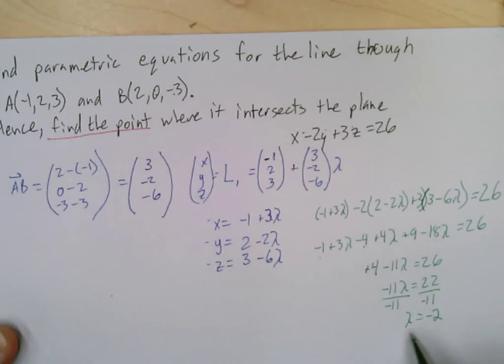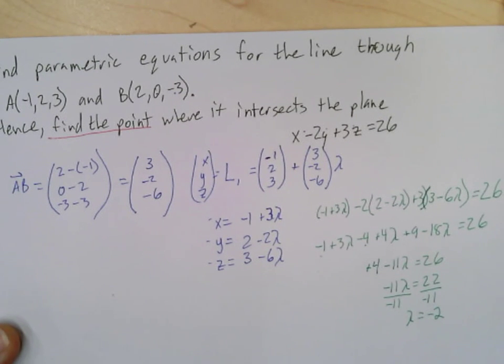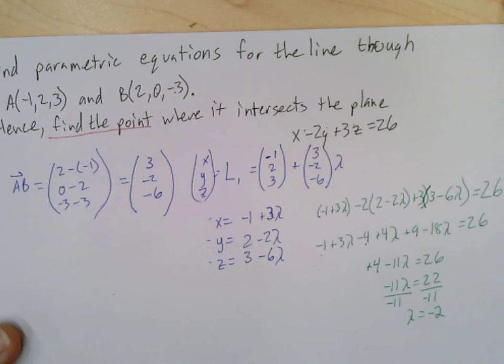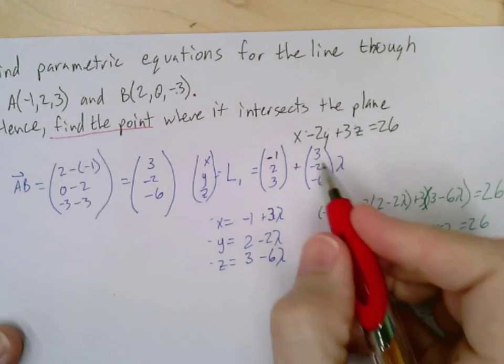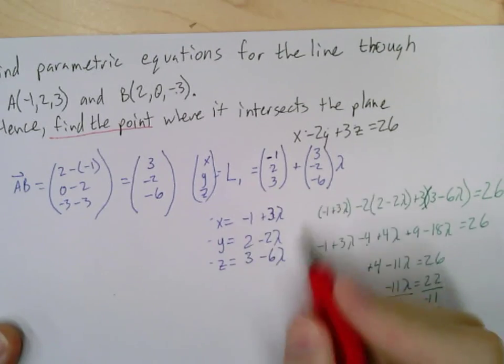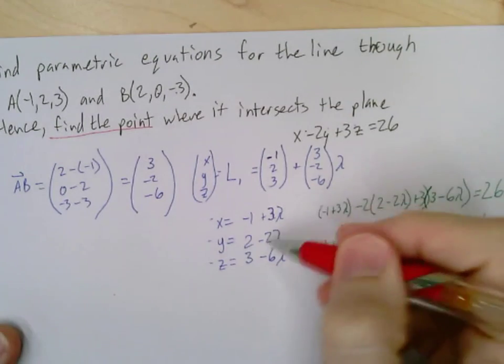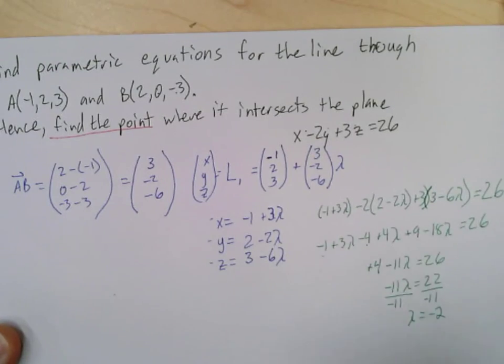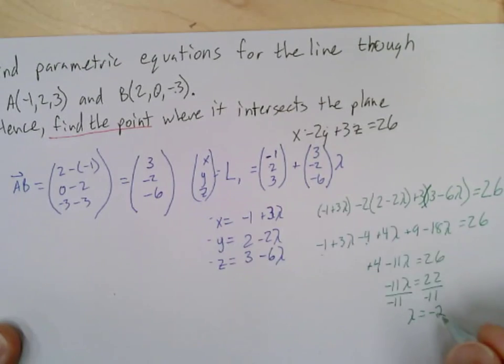So now that I've got lambda equals negative 2, I need to find out where that point is. In order to find that point, I'm going to put lambda back into my equation here, or you can put it into your parametric equations. Doesn't really matter. They're obviously the same thing. They just look a little bit different. And so I'm going to go ahead and put it in.